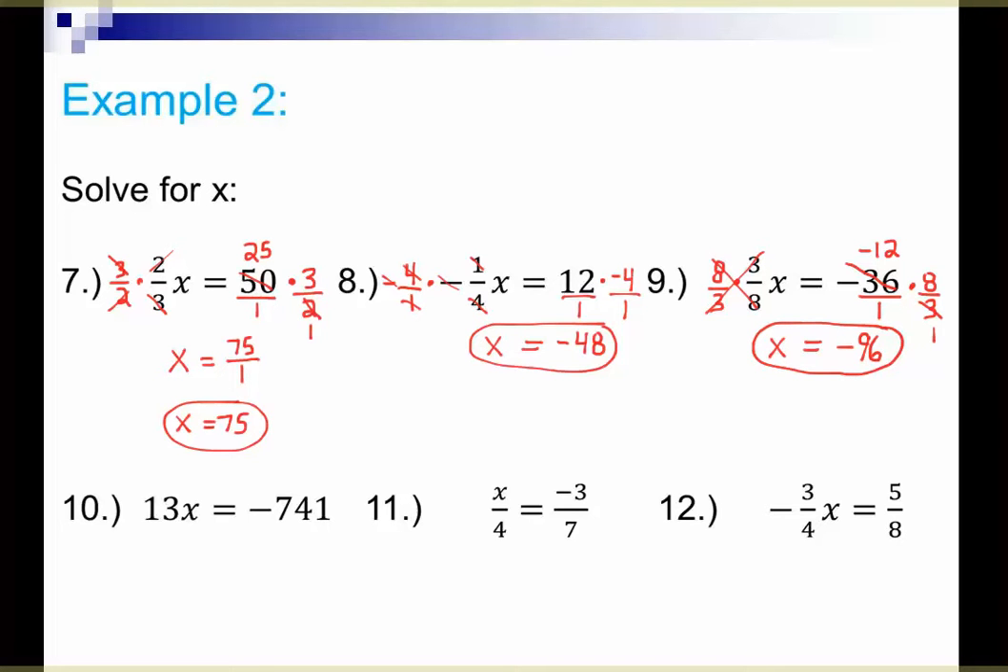If you go back and plug that in, it might not be as easy to do mentally, but you can multiply it out, and when you plug in that negative 96, multiplied by 3/8, it will spit out a negative 36. All right, let's take a look at the next one, number 10.